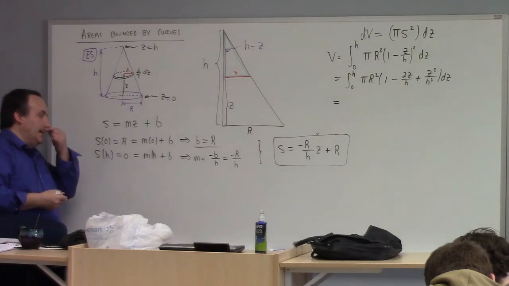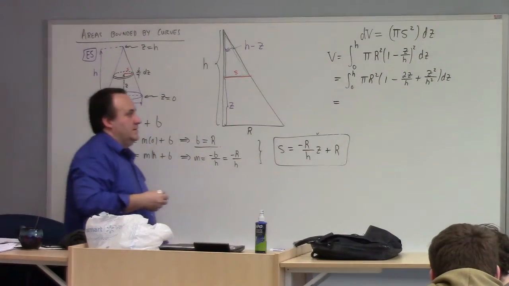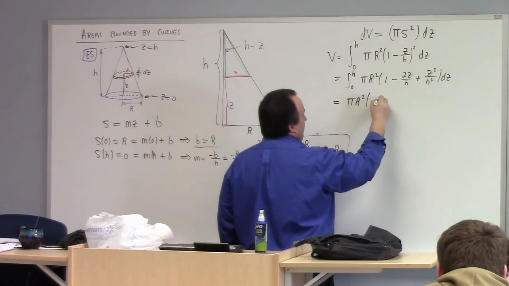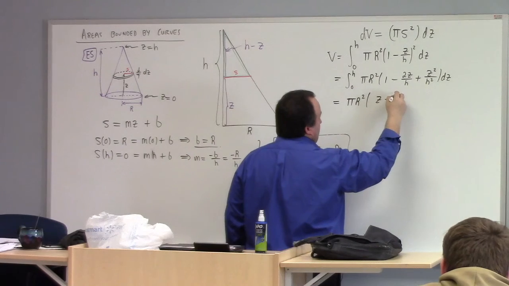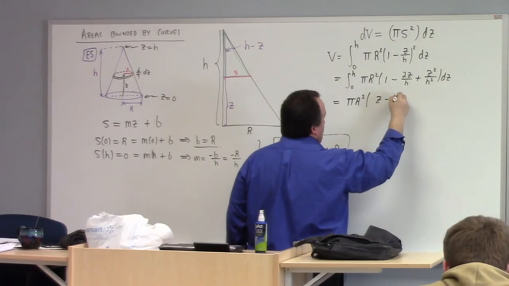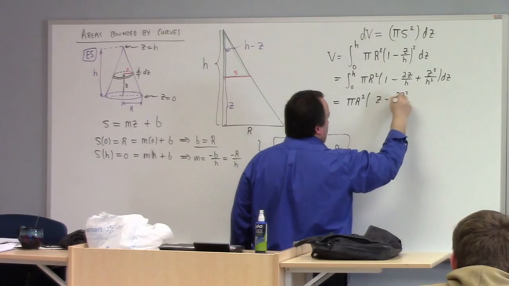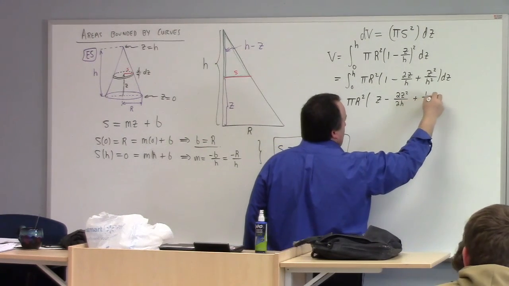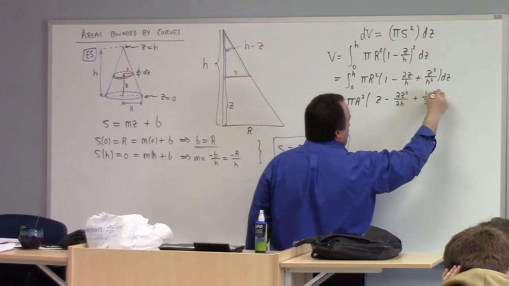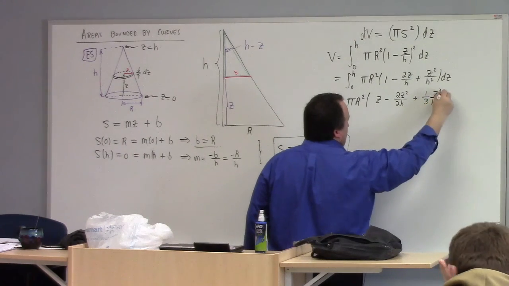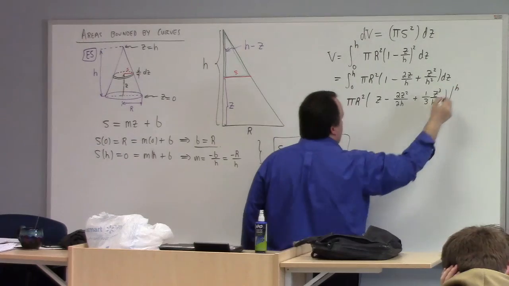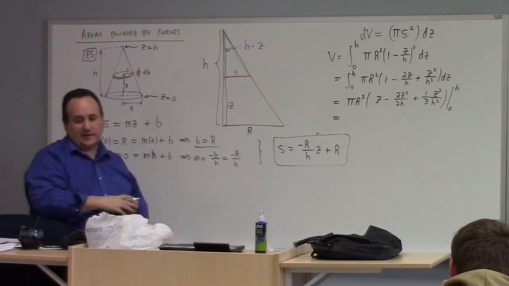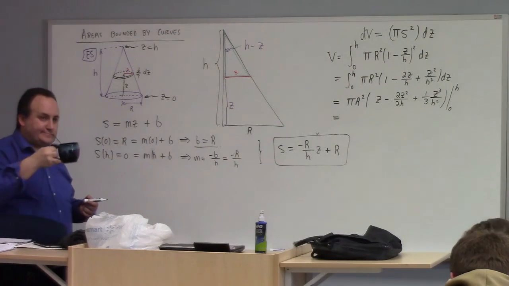All right. Integrate. Pi r squared is a constant. I'll pull it out front. And then we've got z minus 2z squared over 2h, and then plus 1/3 z cubed over h squared. I got to take all of this and evaluate from 0 to h. What do I get? 0 gives me nothing, right? Nothing.